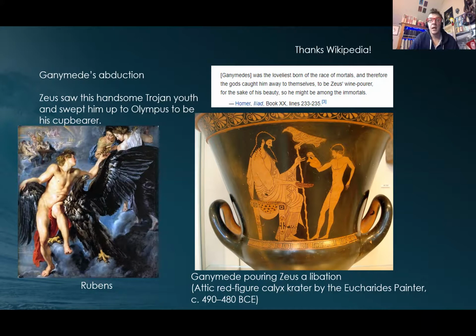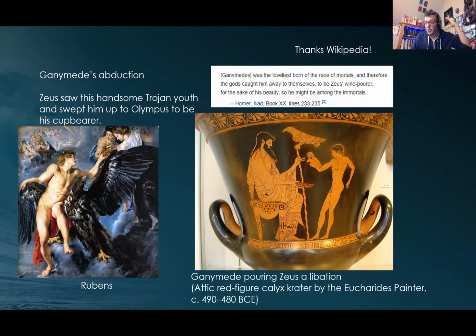There's a moment that this is mentioned in the Iliad here, and this is copied from Latimer's translation, which Wikipedia helpfully provides under the abduction of Ganymede page. So we learn Ganymede was the loveliest born of the race of mortals, and therefore the gods caught him away to themselves to be Zeus's wine pourer for the sake of his beauty, so he might be among the immortals. There's a little bit of difference here, right? This one says the gods did this to bring to Zeus. In most versions of the myth, it is Zeus himself.